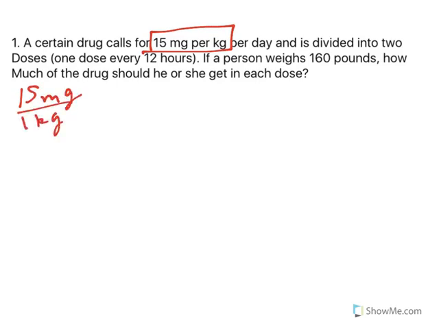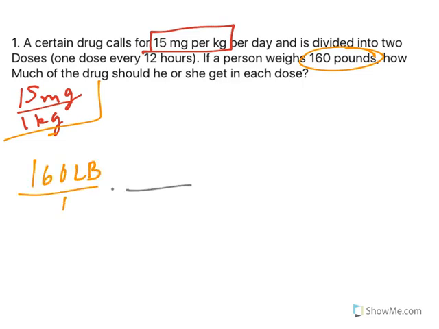Now, hopefully you're thinking there's a problem, because this says kilogram, this says pounds. And you're right, that's a problem. So before we really know how many milligrams to give them, we have to figure out how many kilograms they weigh. This problem starts with a 160-pound person. I know that 1 pound is 0.4536 kilograms. Okay, so that gets me out of pounds and into kilograms.